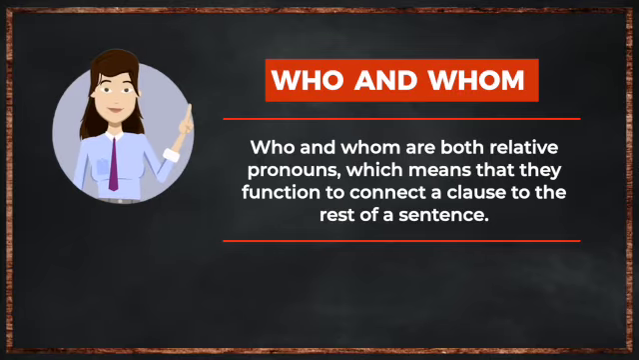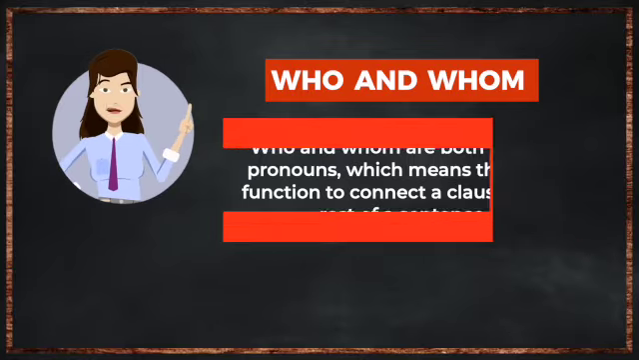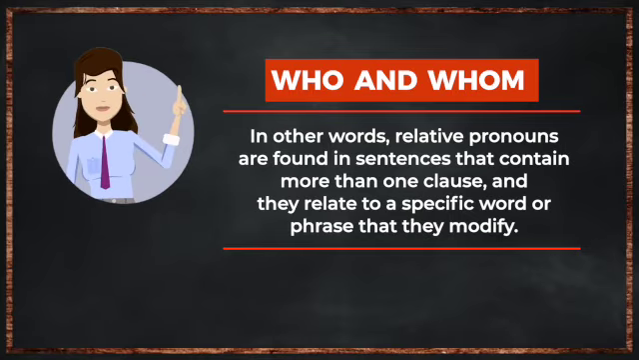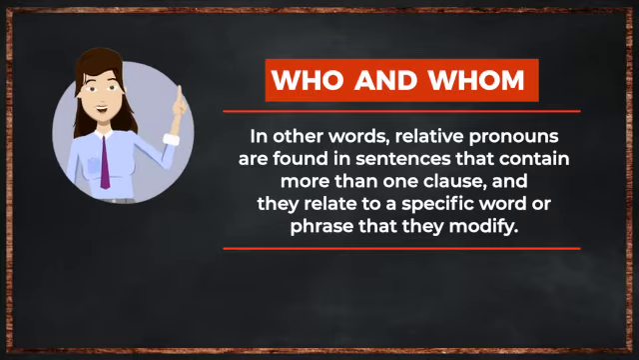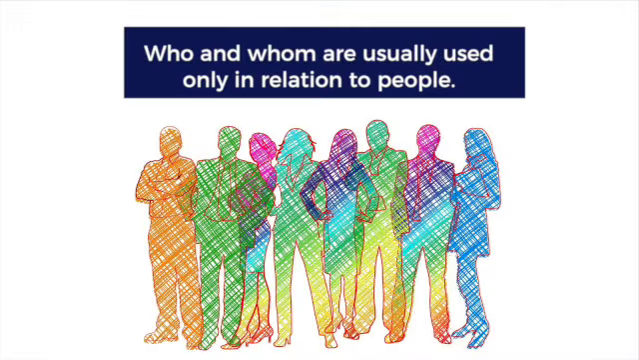Who and whom are both relative pronouns, which means that they function to connect a clause to the rest of a sentence. In other words, relative pronouns are found in sentences that contain more than one clause, and they relate to a specific word or phrase that they modify. Who and whom are usually used only in relation to people.